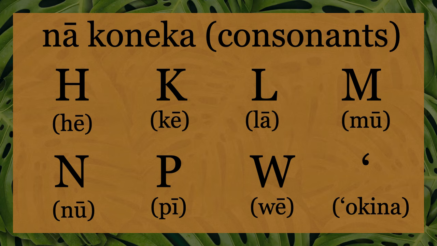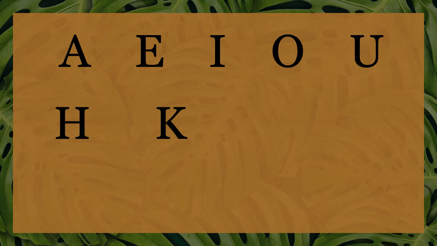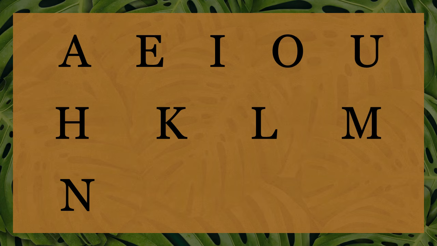Now I know the okina looks like a punctuation mark, but it is considered a consonant because it's making a sound, which we'll look at later in this video. Let's say the entire alphabet together one more time. A, e, i, o, u, he, ke, la, mu, nu, pi, ve, okina.